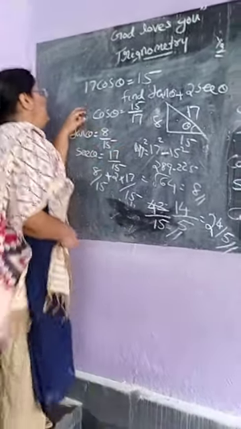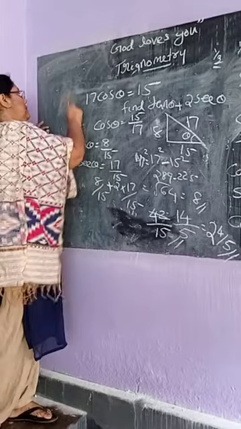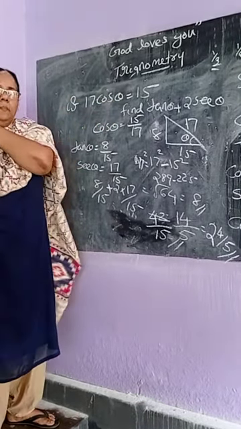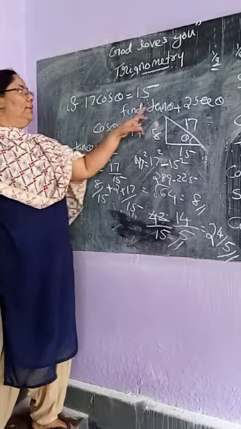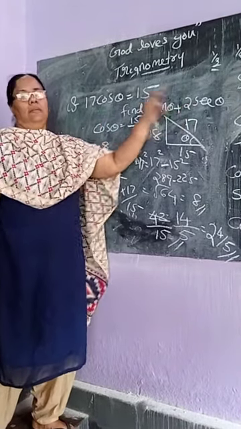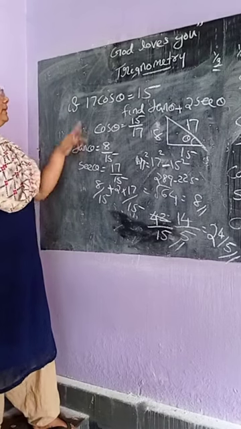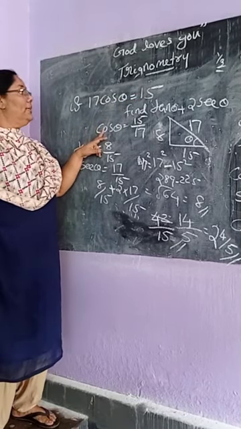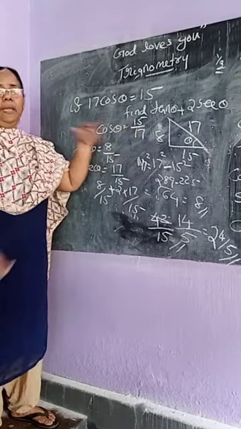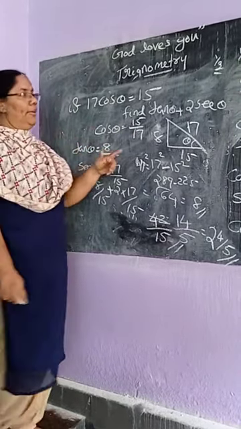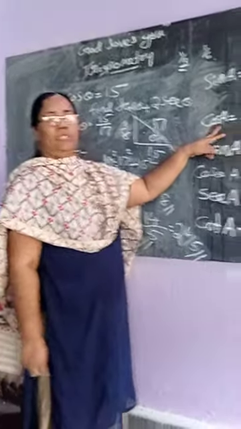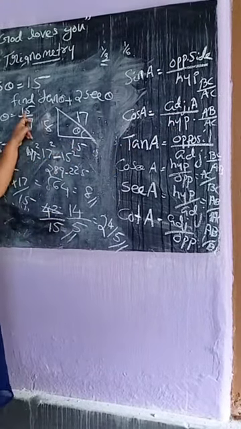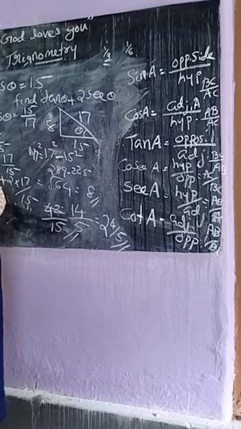Write the next question. If 17 cos theta equal to 15, now find tan theta plus 2 sec theta. 17 cos theta equal to 15 means cos theta is equal to 15 by 17. Again, what is the cos theta formula? Cos A is adjacent by hypotenuse. Adjacent means 15 and hypotenuse is 17.